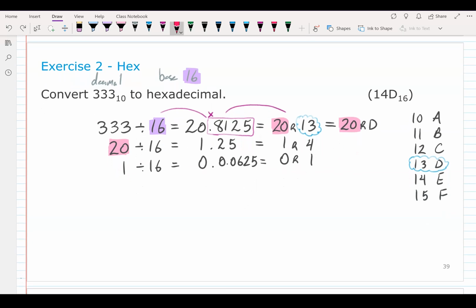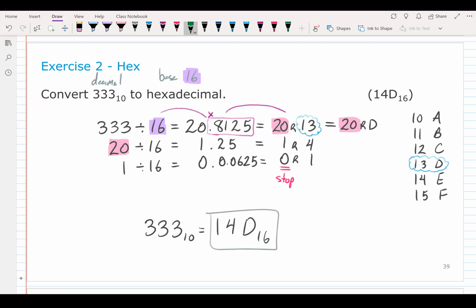Okay, when did I say to stop? I said to stop at 0. We saw 0, so now we're going to read backwards. What we have as an answer, 333 base 10, is 14D in hexadecimal.